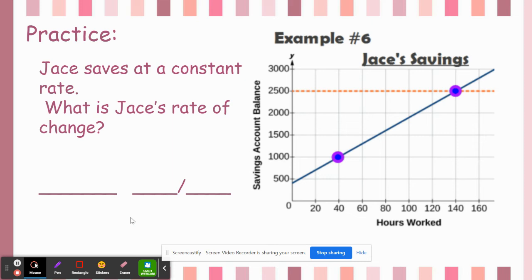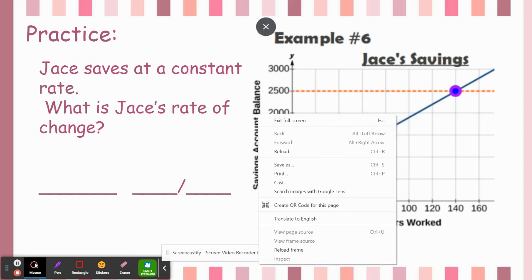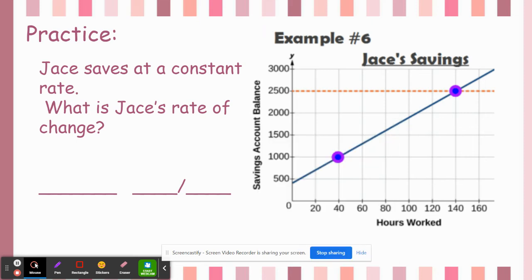Okay, next one. Jace saves at a constant rate. And we know slopes are always constant from linear lines. Linear meaning straight lines. What is Jace's rate of change? So we can pick any points that are at intersections. So I can't pick this point because it's not at an intersection. I can't pick that point because it's not at an intersection. So we have to use points that are intersections. So they've kind of already identified which ones they want us to use. So since they've already made it nice and easy, I'm going to go ahead and use the two that they gave me.